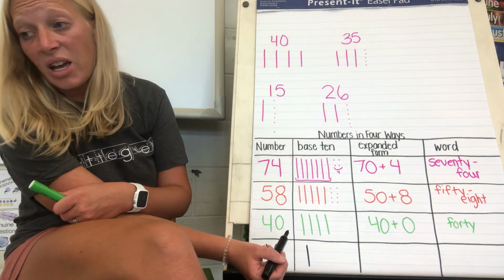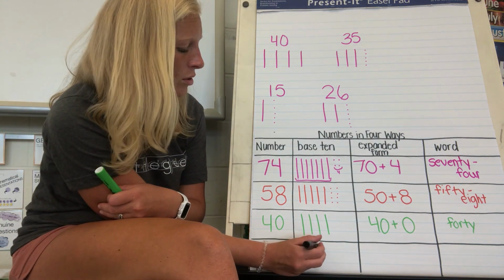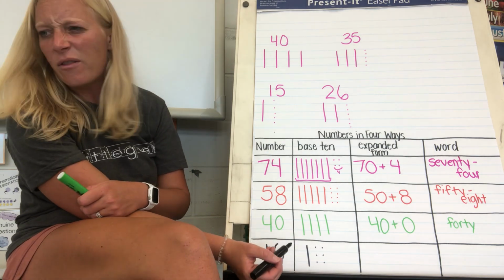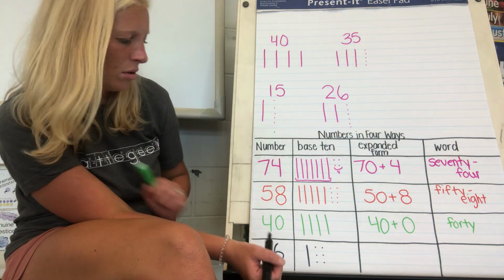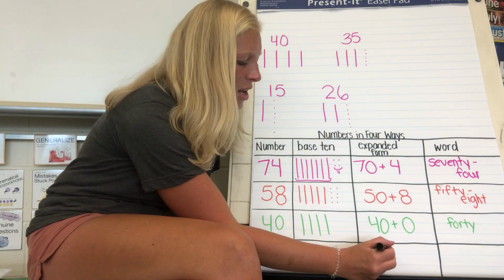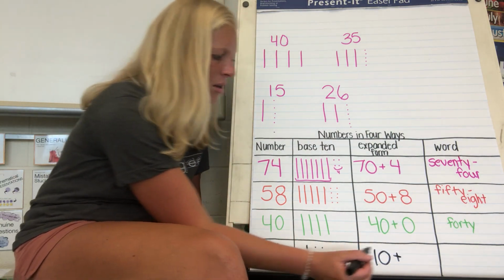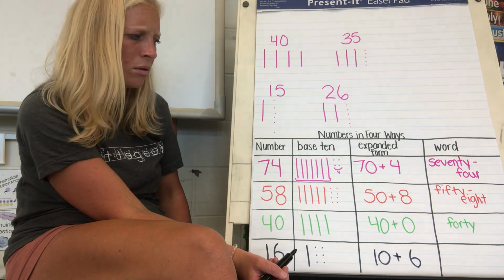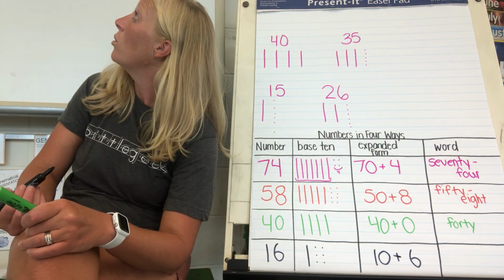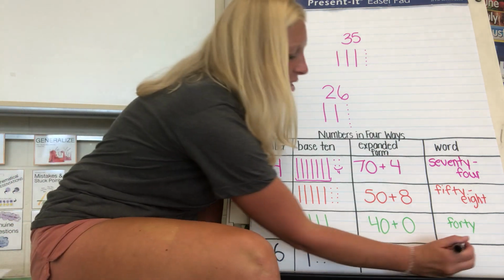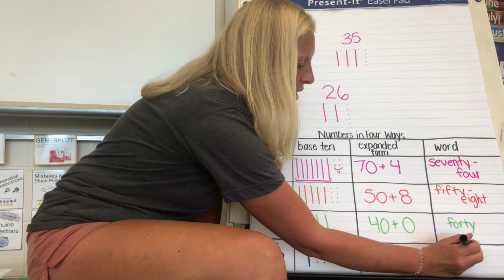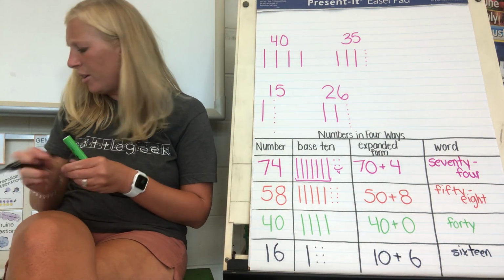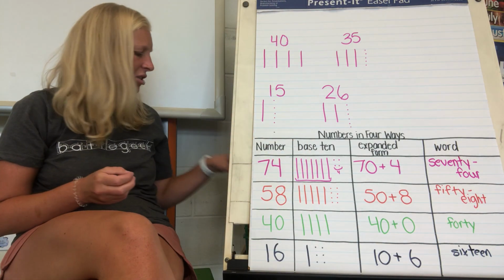What about this 16? Does this make a lot of 10s? 1, 2, 3, 4, 5, 6. So how do you write that expanded form? Stretch it out. 10 and 6. So then what does that word look like? 16. It's just one word. 16. Very good. Ooh, man, you guys are on top of it.